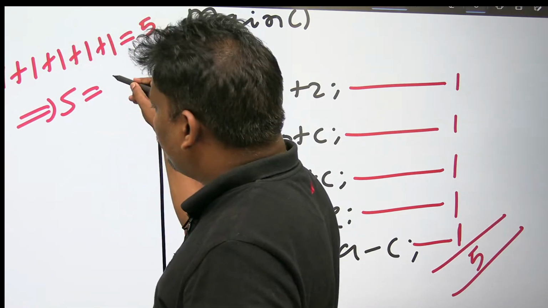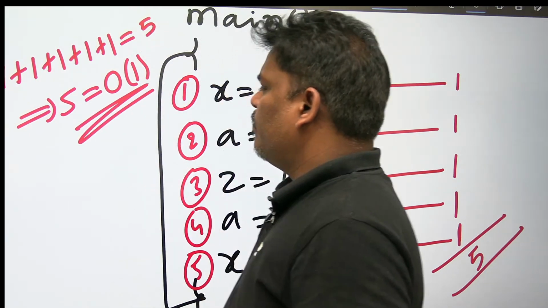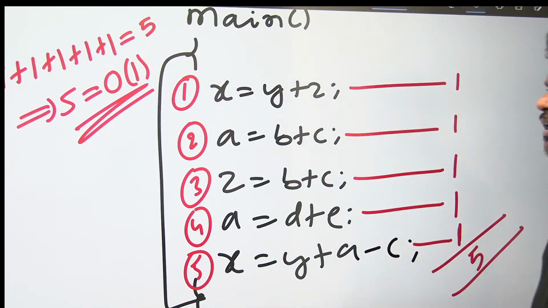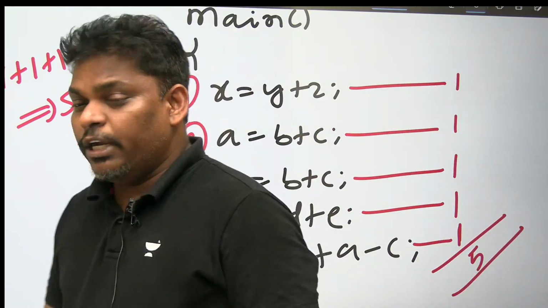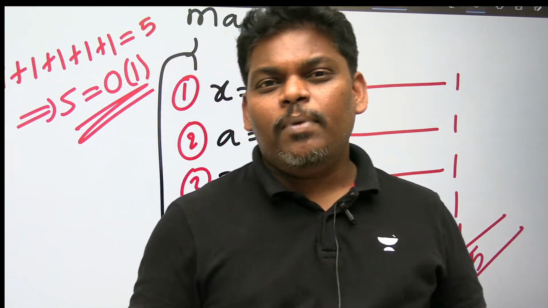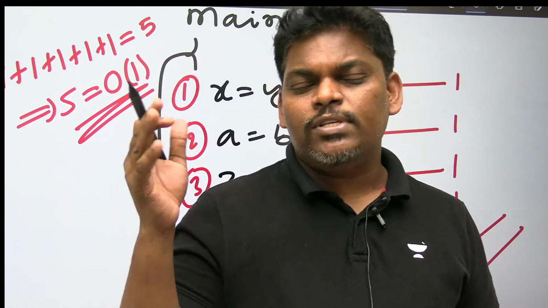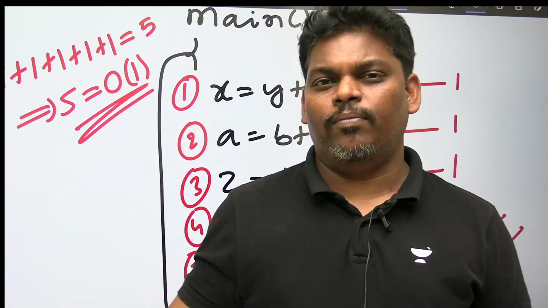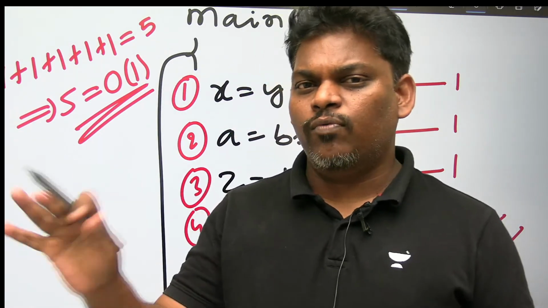Every constant can be written as big O of 1. It may be 1 lakh also, it may be 20 lakh also, it may be 2 power 65,535. Any constant can be written as big O of 1.